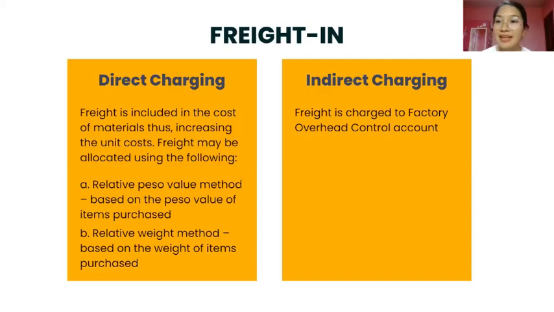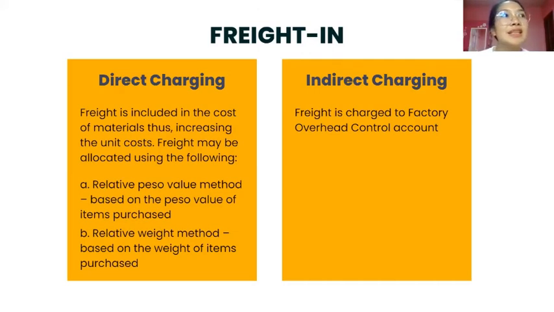Okay, so freight in, na-discuss na po ni siya before. Difference lang siya sa recording. So, if direct charging ta, freight is included in the cost of materials, thus increasing the unit cost. So, freight may be allocated using the following. Kung relative peso value, based on the peso value sa item purchase, and then relative weight method kung kilograms.